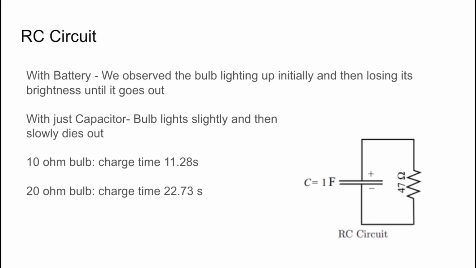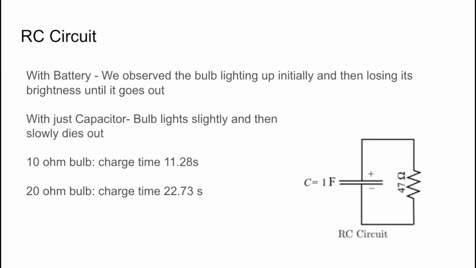Moving on to the RC circuit, we observed that with the battery, the bulb lighted up initially, and then it lost its brightness until it went out as the capacitance filled up. And then with just the capacitor and no battery, the bulb lighted up slightly, and then it also slowly died out. And here are our results.